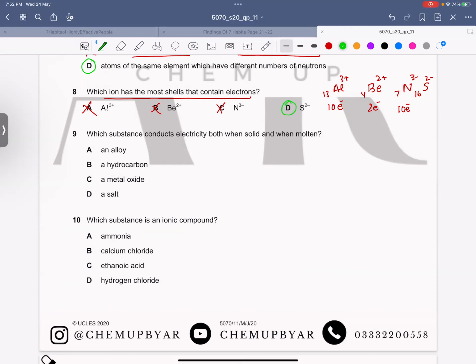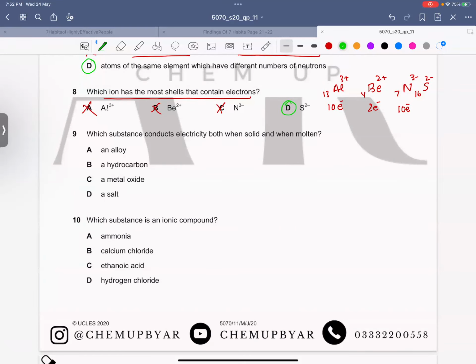So this is the exam point. From the exam point of view, it is a time-saving technique. You already figured out that there are 10 and 10. So it makes sense that these two are not going to be the answer. And the third one has two electrons, which is already fewer. So it clearly indicates that the remaining one is the correct one.